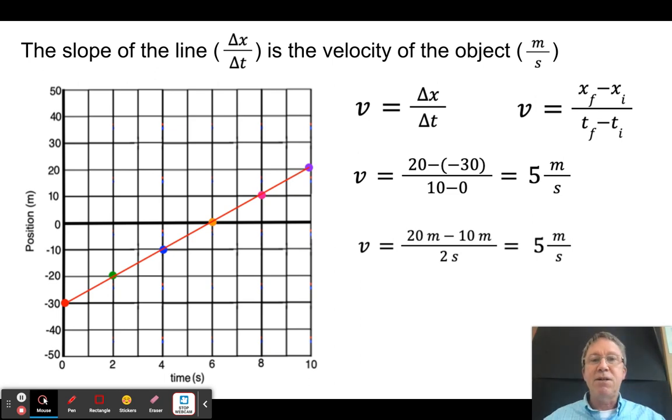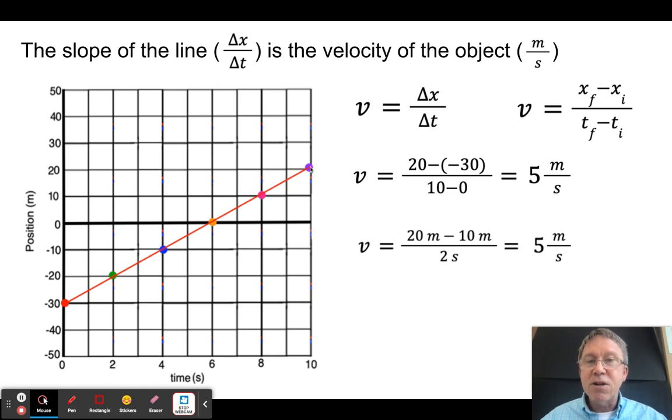Let's just look at how we calculate this. Velocity is the change in position over time, and the position certainly changed over time. So delta is always final minus initial. So let's just take the final value of 20, take away the initial value of negative 30. 20 minus negative 30 is 50, divided by 10 seconds it took to achieve that change. I get a velocity of 5 meters per second.